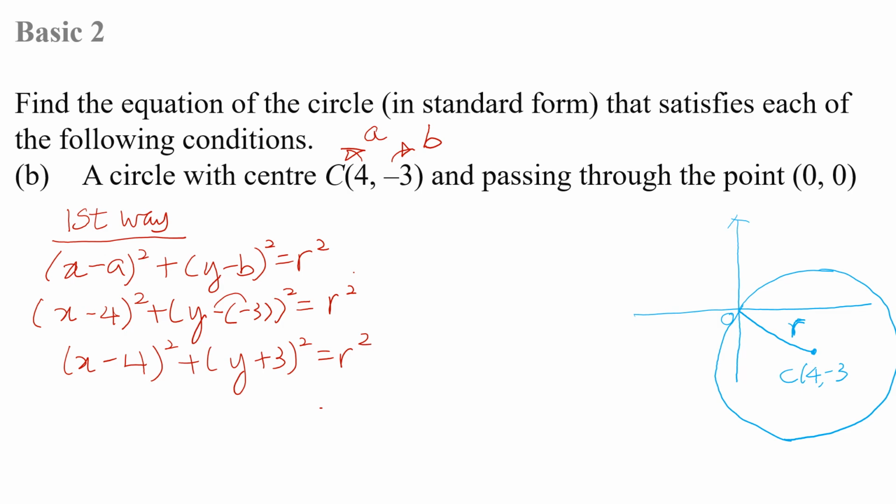So one way of finding the value of your radius is to substitute the point (0, 0) into the equation, because the point (0, 0) actually lies on the circumference of the circle. So it actually satisfies the equation of the circle. So we're going to substitute x to be 0 and y to be 0 into the above.